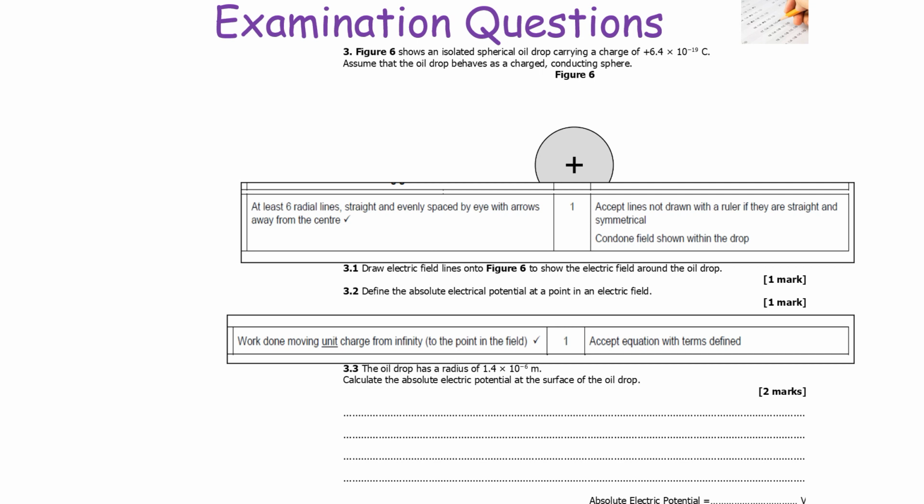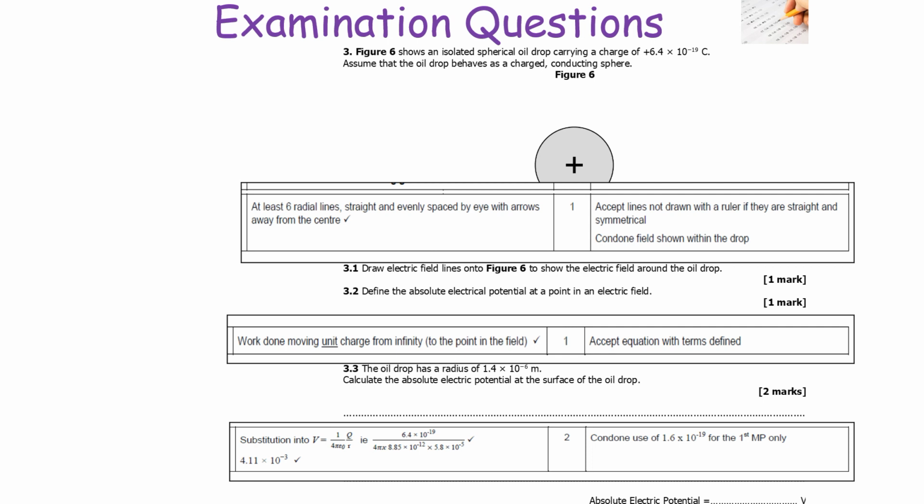And then how to calculate the absolute electrical potential? Well, if you look in your equation book, you'll see that V is equal to Q over 4 pi epsilon 0 R. Now, you've got the value of Q. We know it's 6.4 times 10 to the minus 19, given in the question. We know 4 pi epsilon 0 because we can work that out from our equation book. And we've got R as 5.8 times 10 to the minus 5. As you can see, it's given to you in the question. So you can work it through like that, and you get your answer to be 4.11 times 10 to the minus 3. And that's your absolute electrical potential.